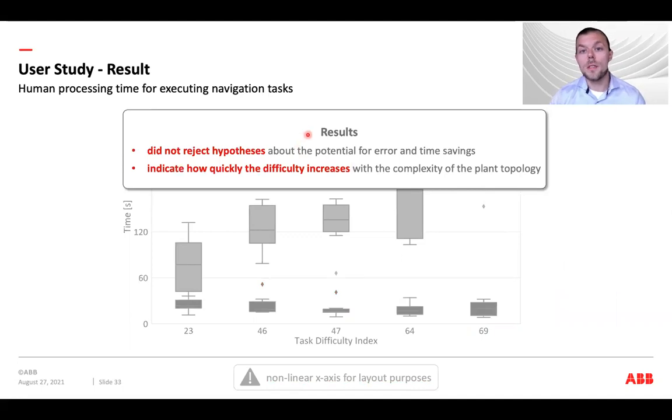Overall, the results of the user study did not reject our hypothesis about the potential of the method for error and time savings. Also, they indicate how quickly the difficulty increases with the complexity of the plant topology. So when the participants solved the more difficult tasks manually, they struggled a lot, did a lot of errors, and more information you will find in our research paper.